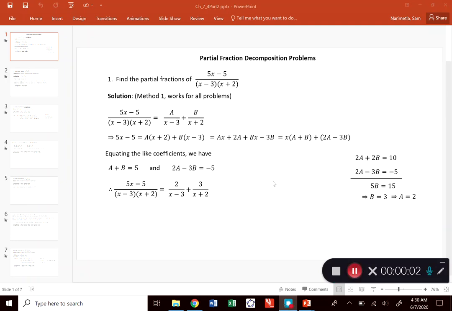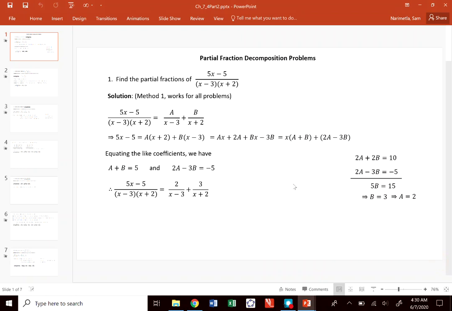Alrighty, let's pick up part 2 of this partial fraction decomposition.